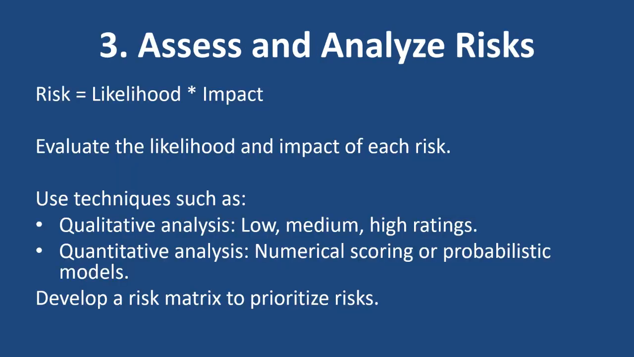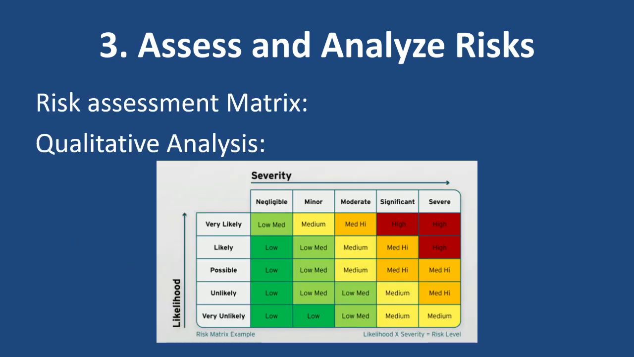The next step is how to assess and analyze risk. Risk is generally defined as a product of likelihood and impact. So we need to evaluate both the likelihood and impact of each risk. The techniques that are used, first one is the qualitative analysis, in which we classify each and every risk into low, medium and high. The second one is quantitative analysis, where you give a numerical scoring or even a dollar value to a particular risk, and this way we develop a risk matrix to prioritize them and take action on them.